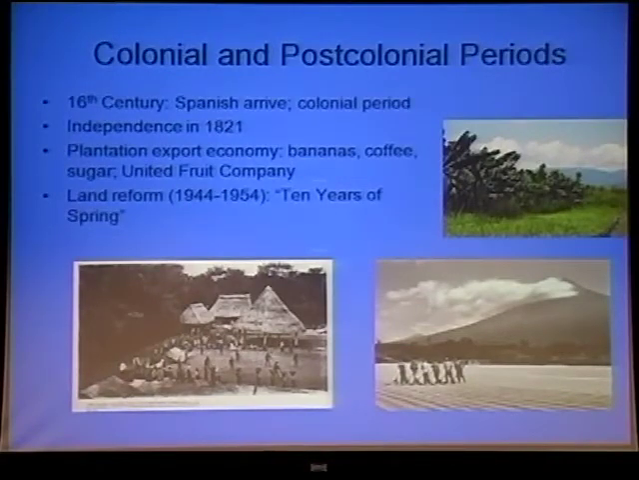Those policies were put into place. Land was taken away from the United Fruit Company and from other large owners of plantations. Arbenz continued these policies when he took office. But, of course, for the United States, this was something very scary because this was during the Cold War period, where fears of communism and fears of socialism were rampant.